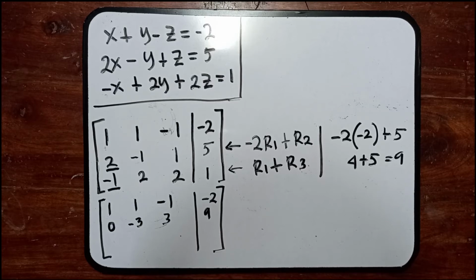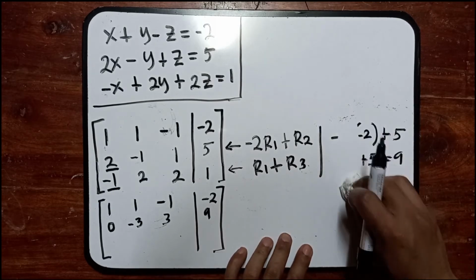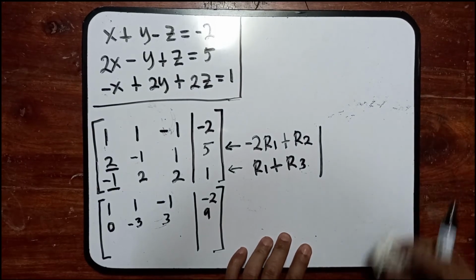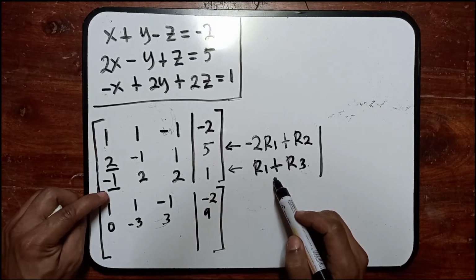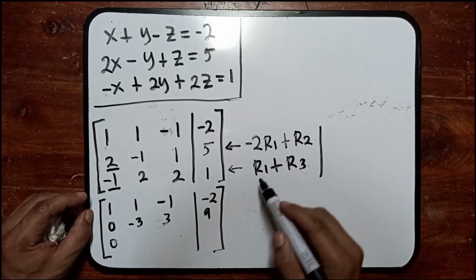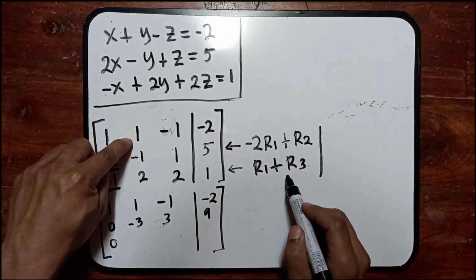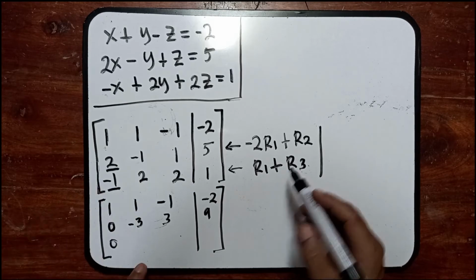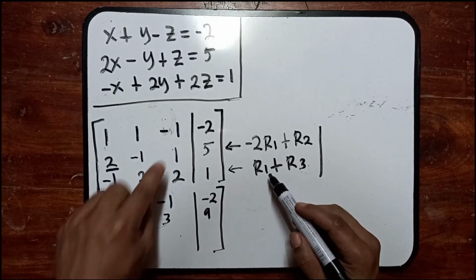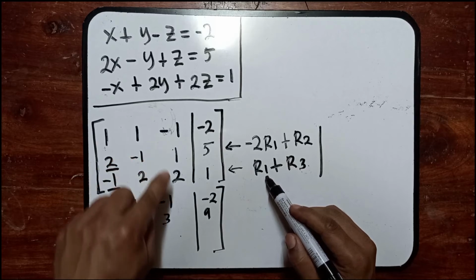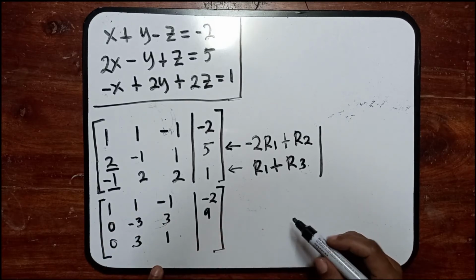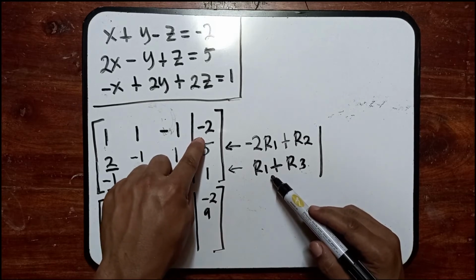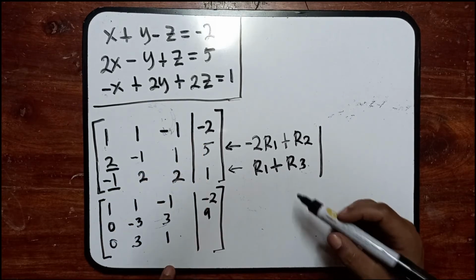Okay. And then let's work for the last row. R1. R1 is 1 plus negative 1. This becomes 0. R1 is 1 plus 2. This becomes 3. R1, negative 1 plus 2. That is positive 1. And then negative plus positive, this is negative 1.